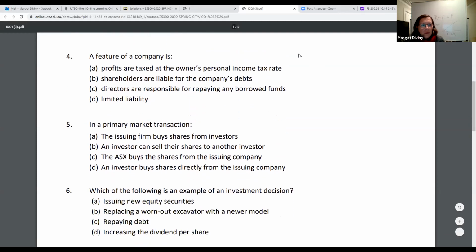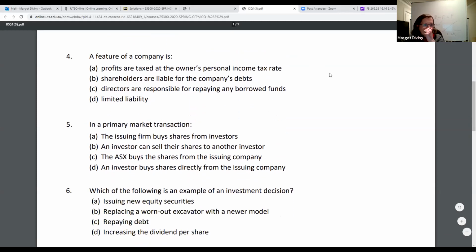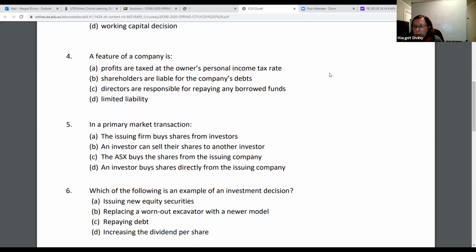Does anyone want to jump in with the answer to question 4? I put in D, limited liability. Thanks, Adib. It is, absolutely. Profits are taxed at the corporate tax rate, and neither the shareholders nor the directors are liable for paying the company's debts. That's the whole point of limited liability. Shareholders can only lose their full investment in the shares, but nothing more. And directors are accountable for many things, but they're not liable for repaying any borrowed funds.